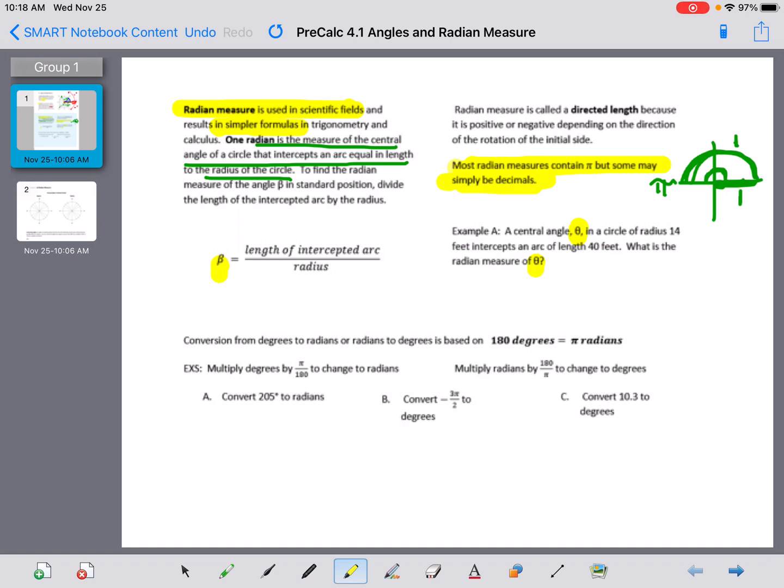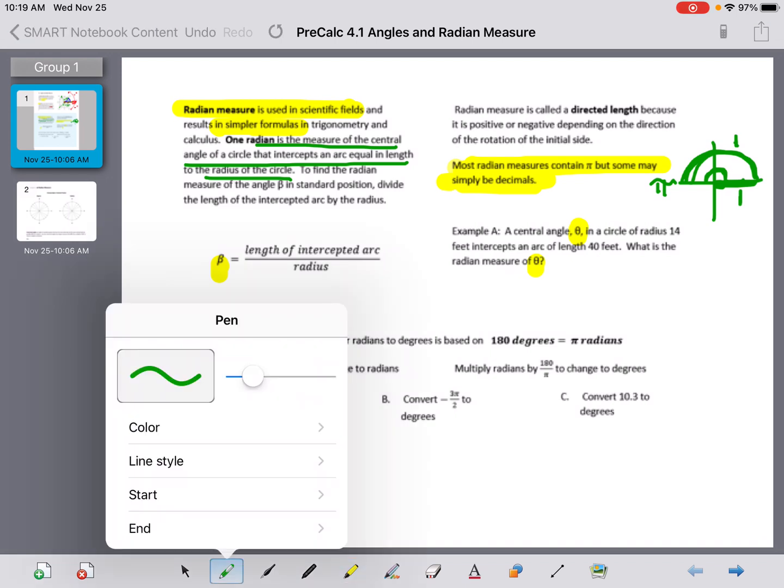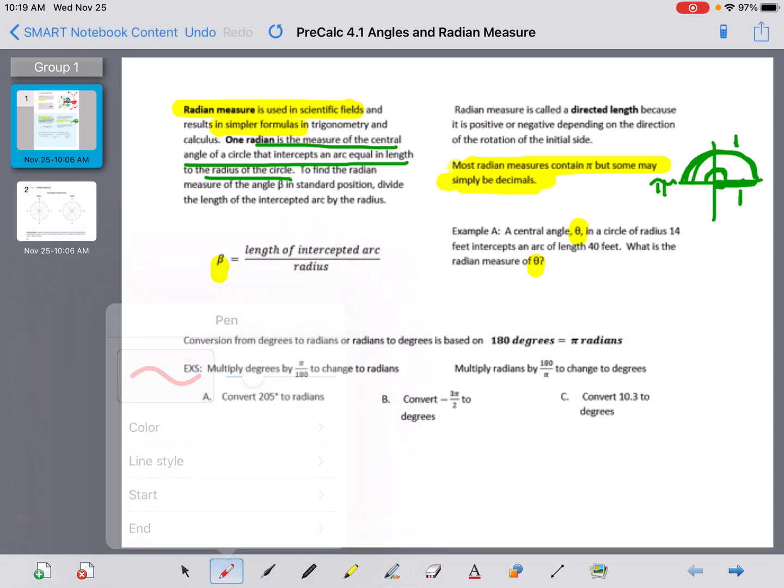My next note over here: radian measure is called a directed length because it is positive or negative depending on the direction of the rotation of the initial side. That is identical to what we did with our plus and minus up above with our degrees. So that is not new. Directed means that we use negative and positive. Once again, if something's positive, it's going counterclockwise. If it is negative, it's going clockwise. That's all that's saying about the directed length, that the positive and negative is giving a direction.